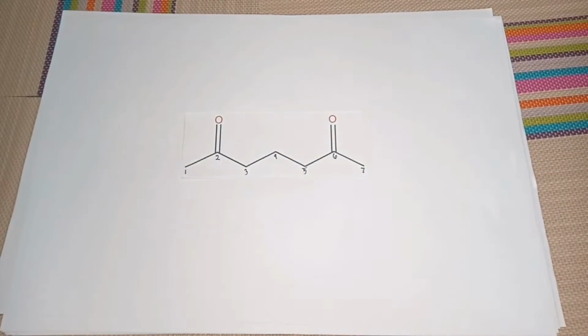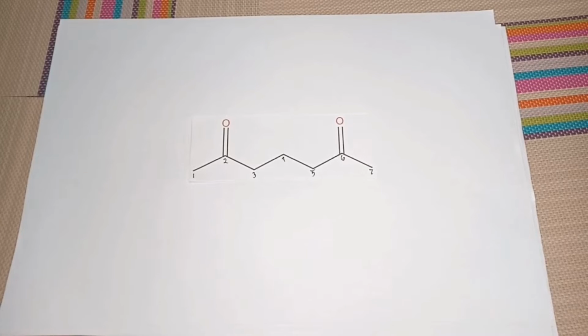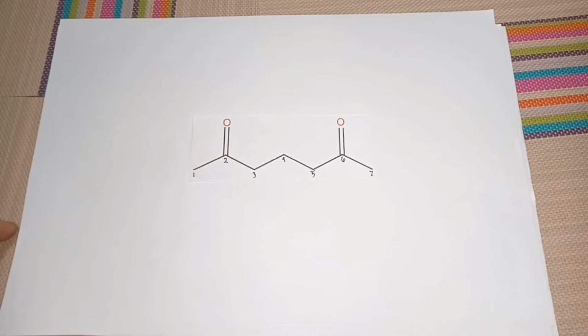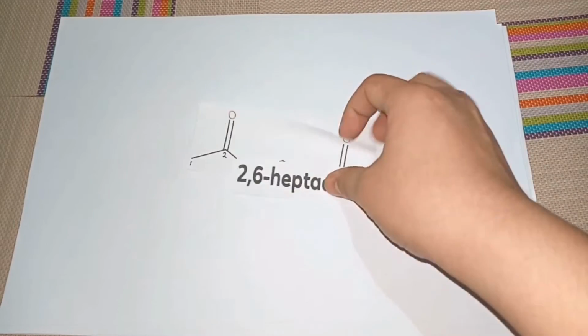Fourth example, what if we have 2 ketones? We have our linear structure here, so we have 7 carbons. All we need to do is to identify the location of our 2 ketones. Our ketones are located at carbon 2 and carbon 6. So we have 2,6-heptanedione. We use the word di because we have 2 ketones in one structure.